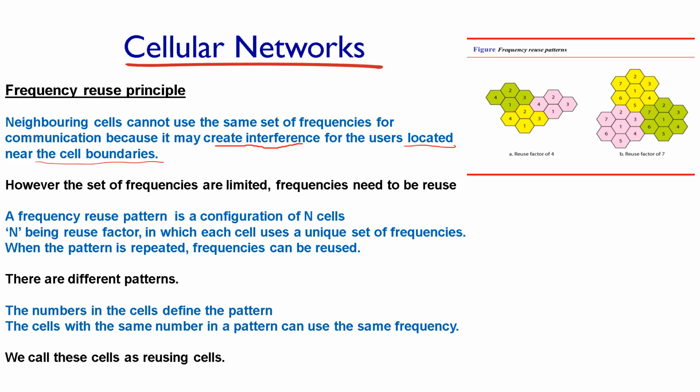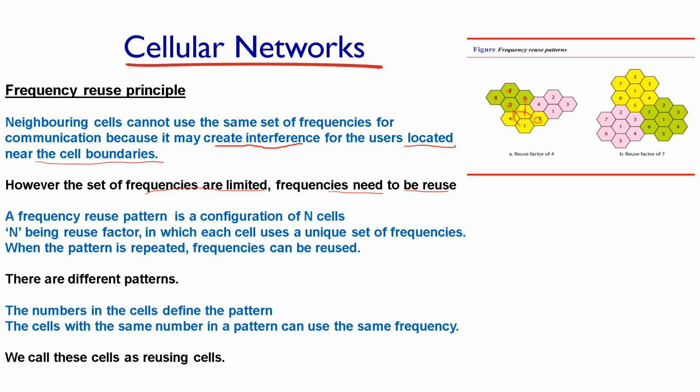If the antenna of this particular cell is using a frequency, then another cell sharing its boundary cannot use the same frequency. This frequency and this frequency and this frequency will all be different frequencies. But the frequency sets are limited, so we have to reuse the frequencies again. The same frequency sets are repeated, but never do two neighbors share the same frequencies.